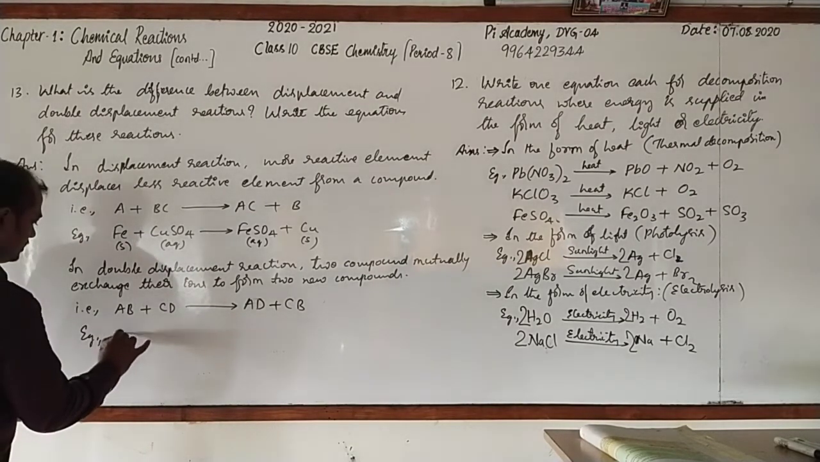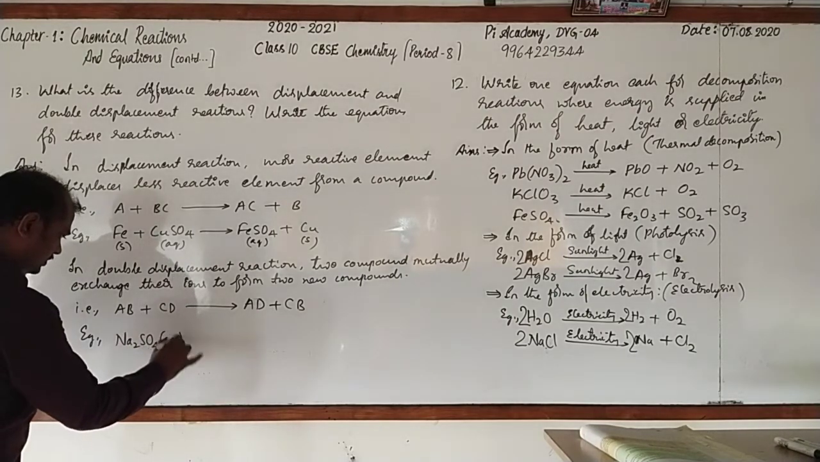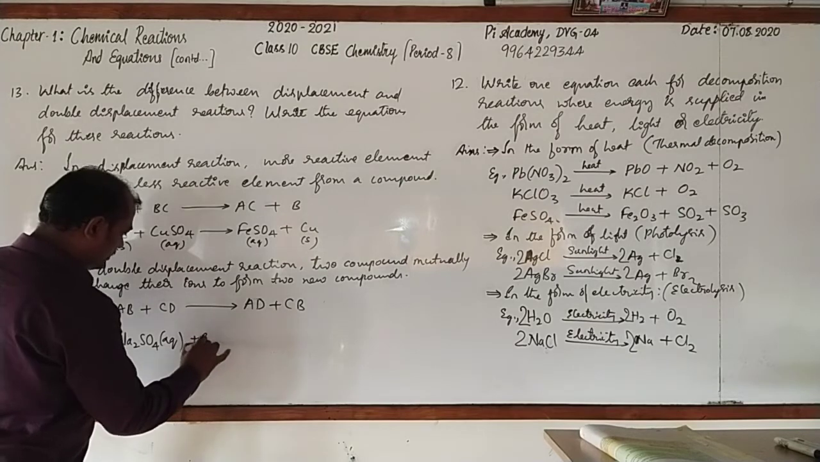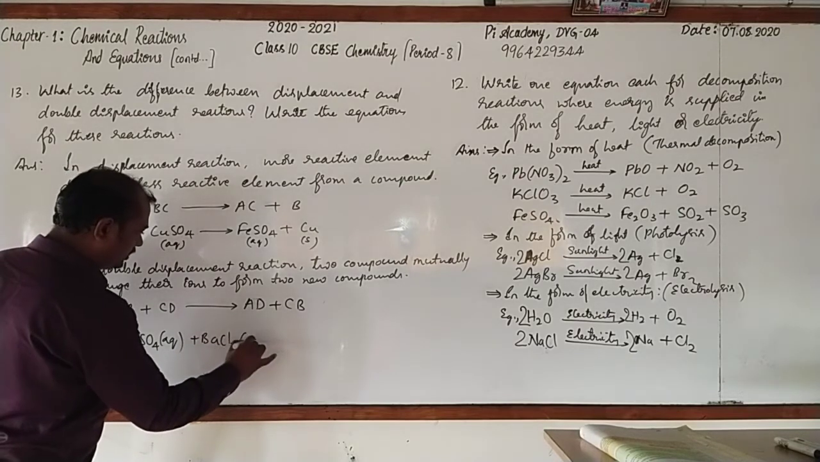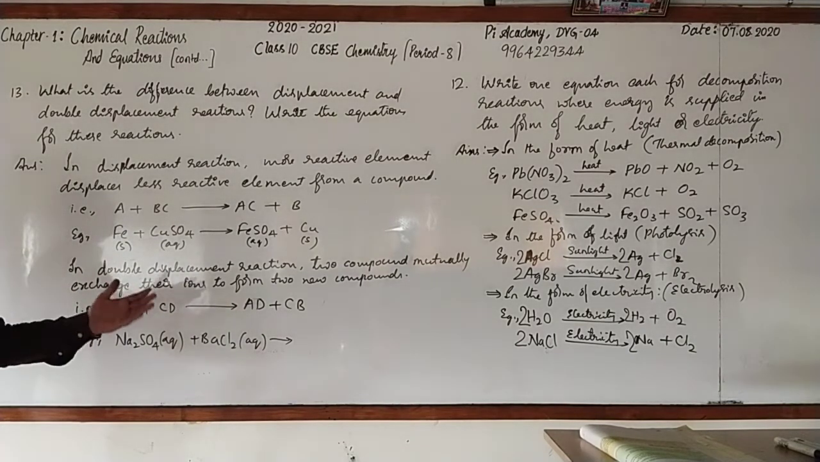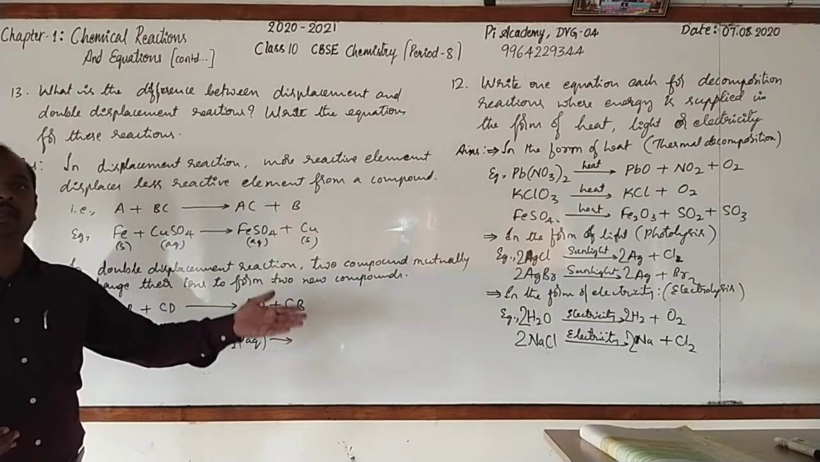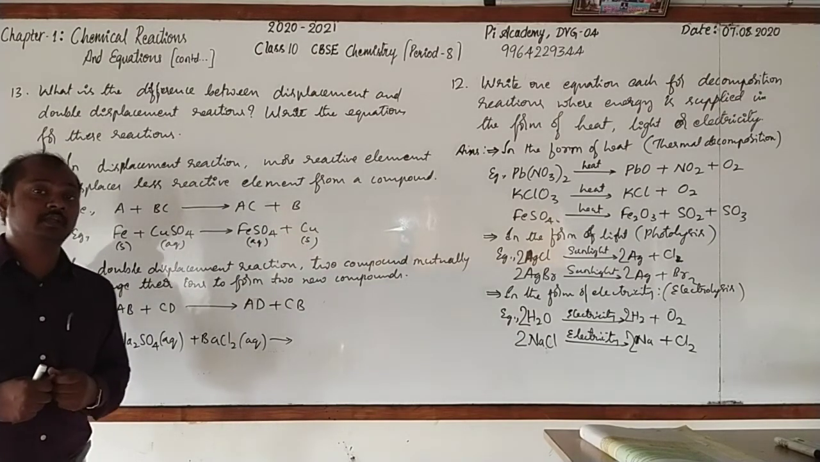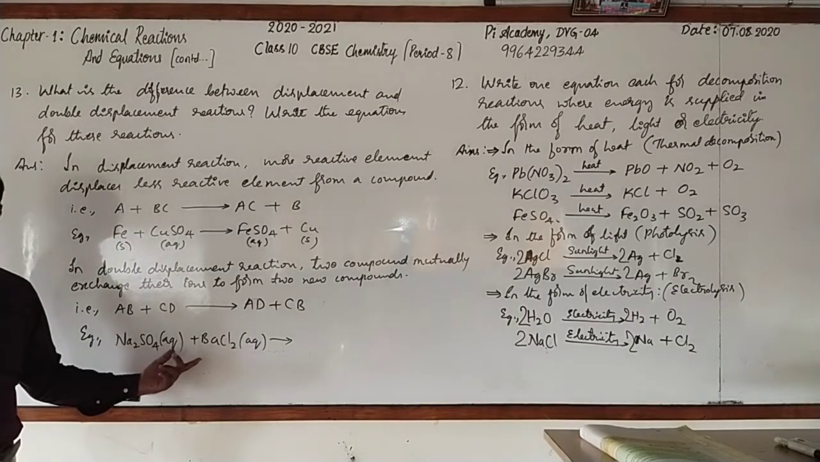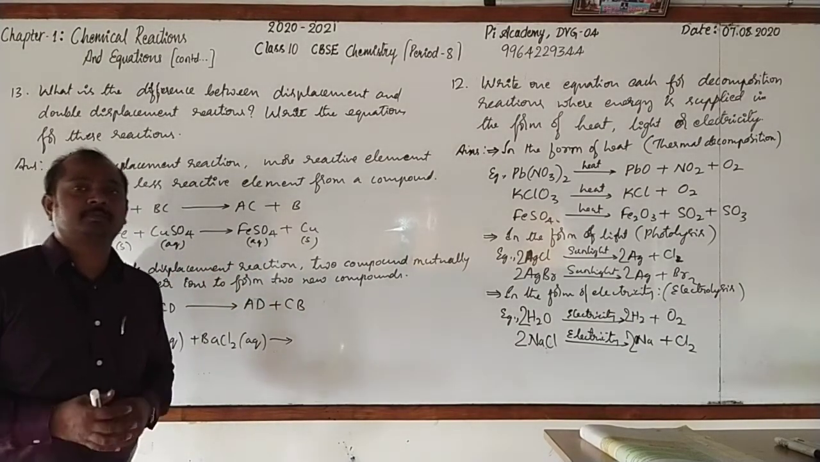We can write Na2SO4, it is an aqueous solution, plus BaCl2, it is also aqueous. Sodium sulfate and barium chloride solution. These two aqueous solutions react with each other to form two new compounds, right? In that, one will be a precipitate and another one will be aqueous. Why? We know that when two aqueous solutions react with each other, they form a precipitate.